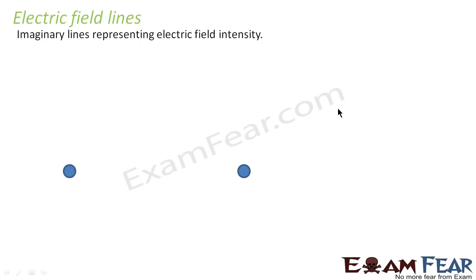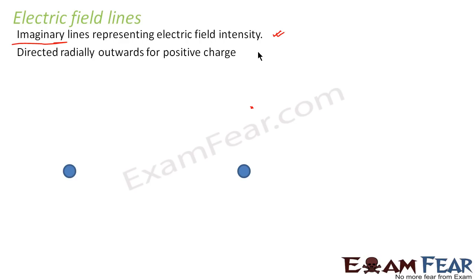So what are electric field lines? They are imaginary lines representing electric field intensity. So note here, they are imaginary lines. They are all an abstract concept. They represent the electric field intensity directed radially outwards from a positive charge. So electric field lines will always originate from a positive charge and they will always terminate at a negative charge. So it is always outwards from a positive charge and inwards for a negative charge. So it will always start from positive and end in negative.